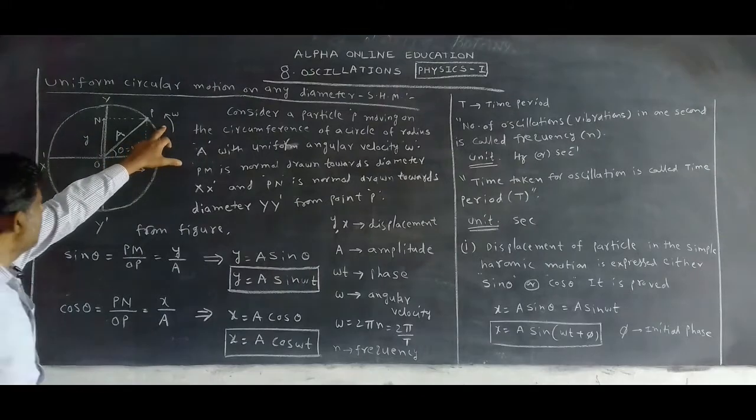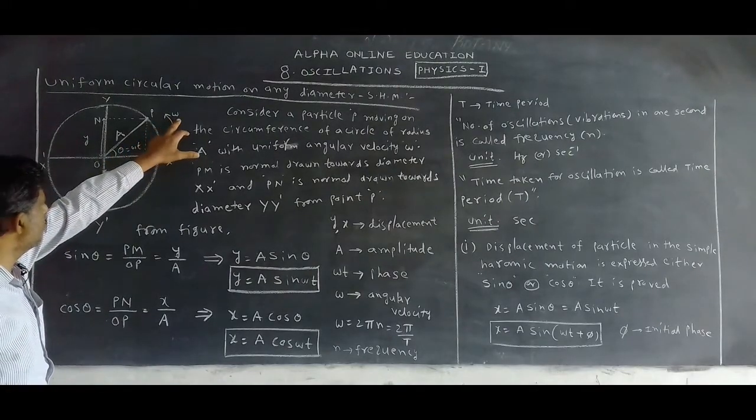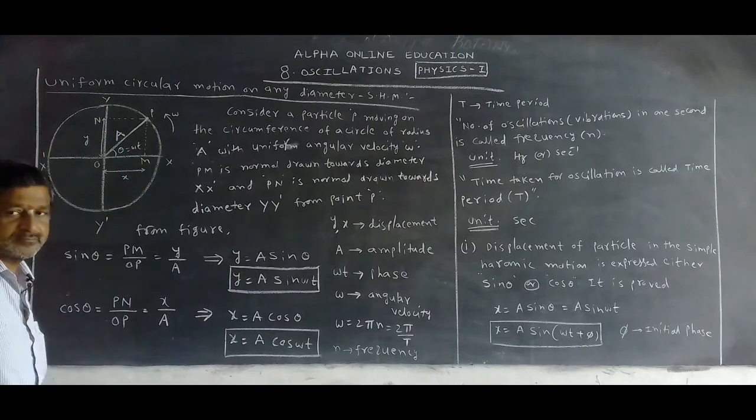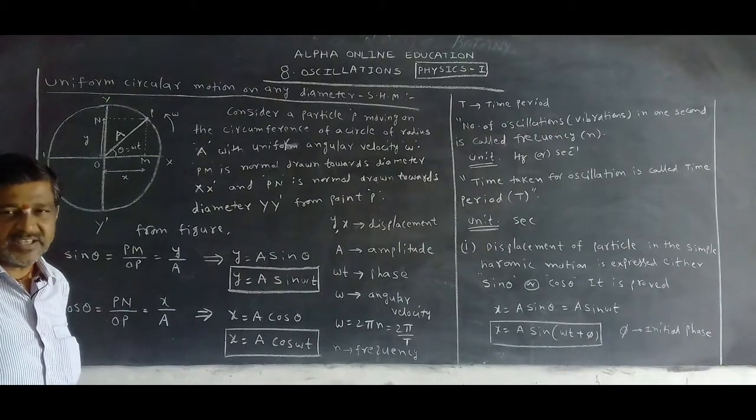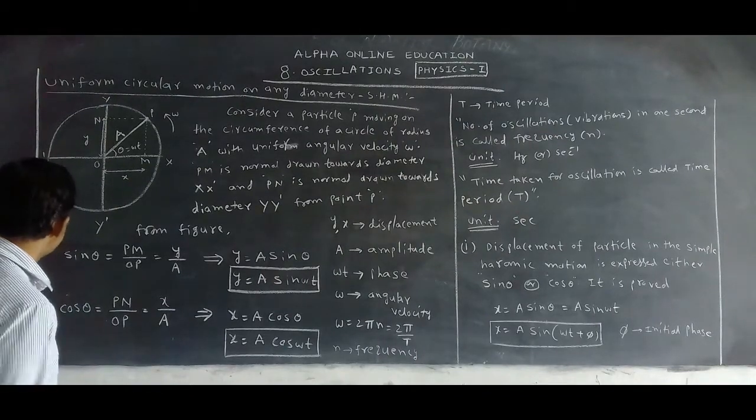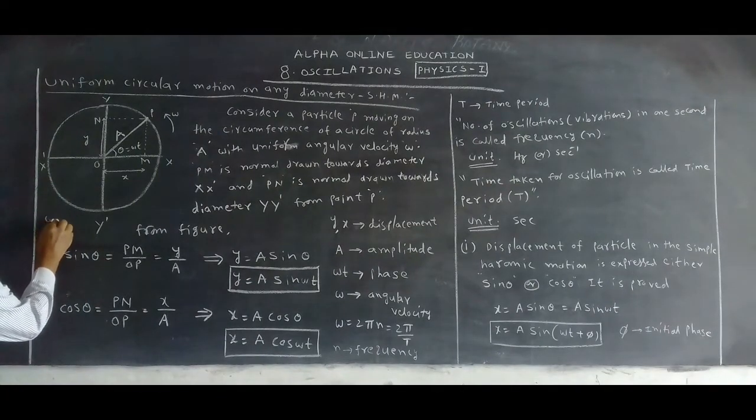This is the angular velocity. We know that the product of angular velocity and time is called angular displacement. Angular velocity is theta by t, then theta is equal to how much? Omega t. Omega is called angular velocity, theta is called angular displacement, t is the time. Theta is equal to omega t, that is the angle.